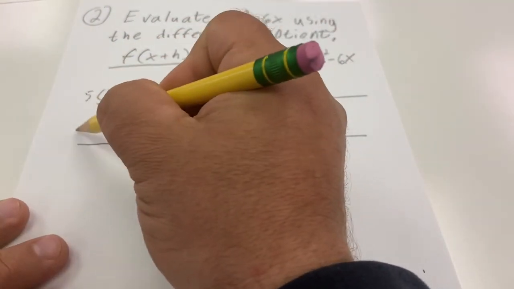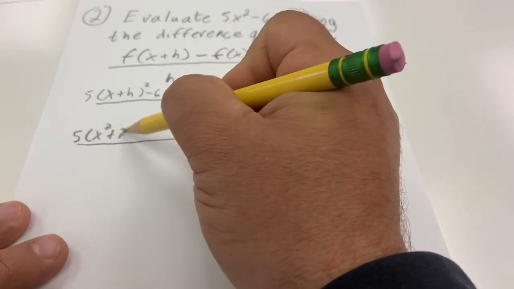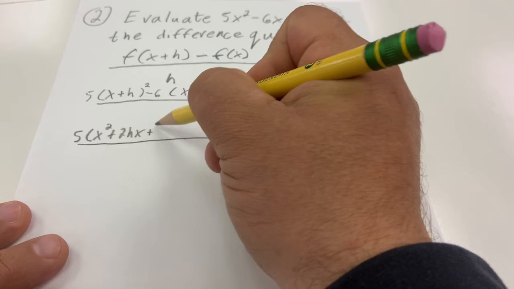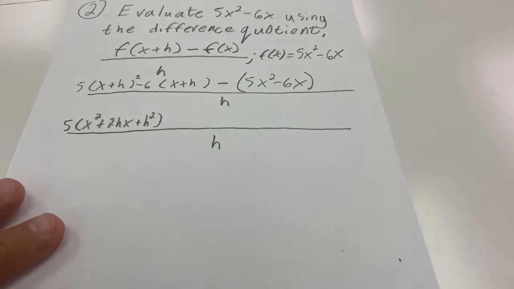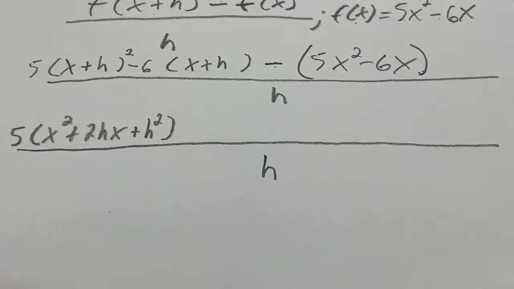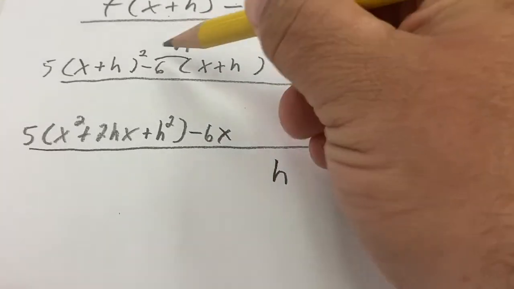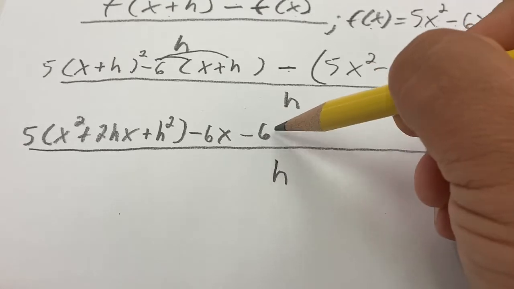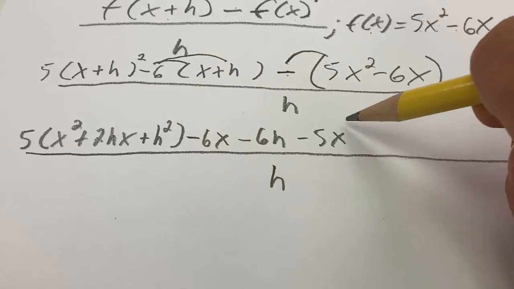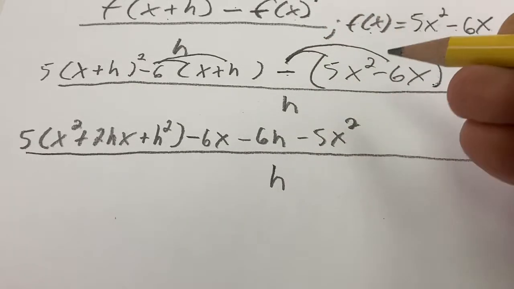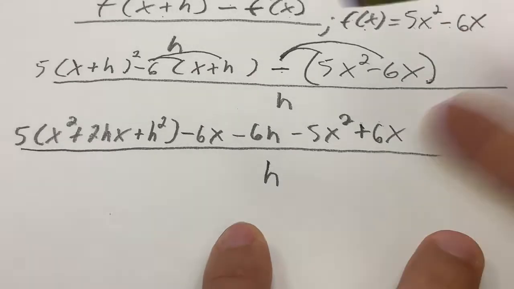So I have to keep that 5 out in front, and then I FOIL this out to be x squared plus 2hx plus h squared. Close the parentheses. Now I'm going to do a lot of petty algebra. I'm going to start picking up the speed with the algebra. Distribute the minus 6, so that's minus 6x. Minus 6h. Distribute the negative, minus 5x squared. Distribute the negative, plus 6x. Maybe I didn't need such a big division bar after all.